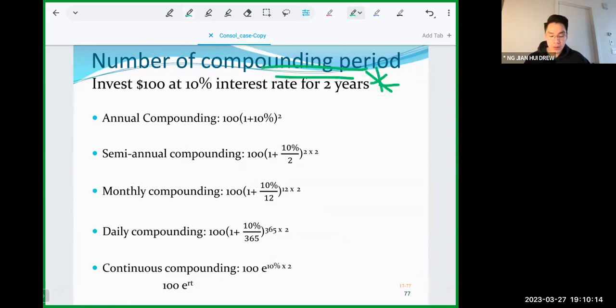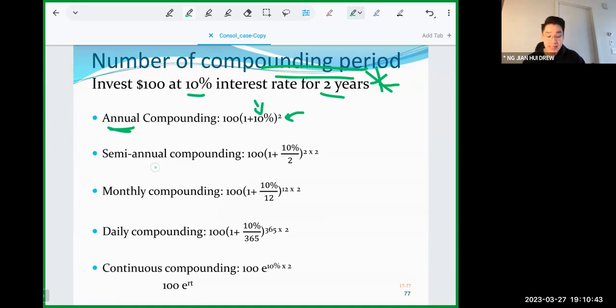In most cases, when we think about compounding, we always think about annual compounding, meaning what? Every year we only compound once, right? In this sense, we have, remember, 2 years. We do it for 2 years at 10%. So we just do this once a year, for 2 years. So this is annual compounding, which is what we have seen so far, right?